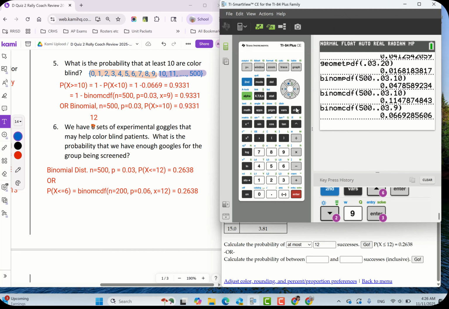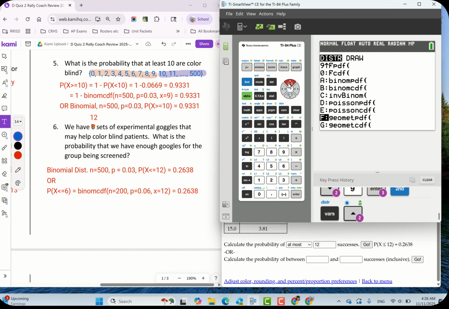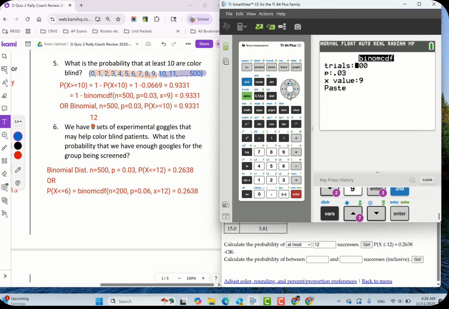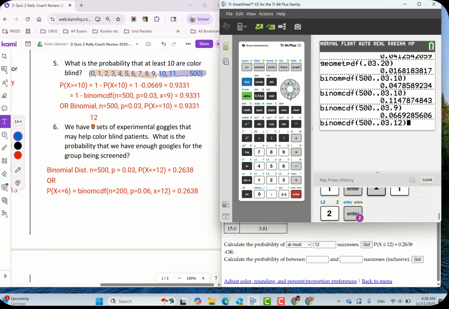And if you use a TI, second distribution, binomCDF, we're doing 12 goggles. So the only thing that changes is 12. Well, make sure it says 12. There we go. And we have the same answer.